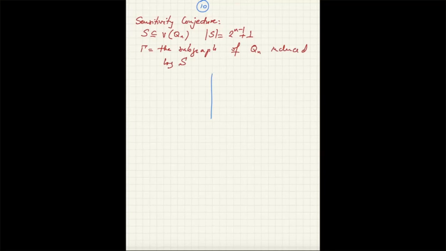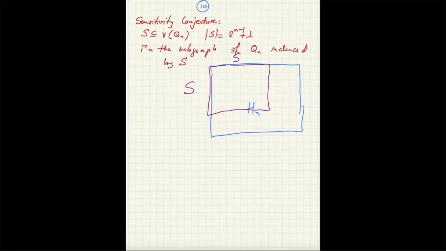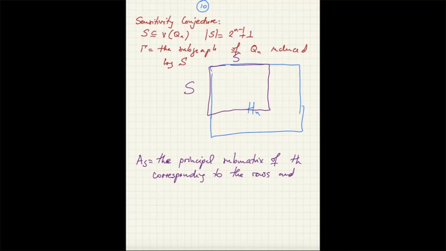So if we look at this matrix that we have, H_n, the rows and the columns correspond to the vertices of the graph, and some of them are going to correspond to the vertices in S. And in my picture, for example, I just put the first vertices here to correspond to the ones in S, but it doesn't have to be like that. Because if you take the rows, A_S is the principal submatrix of H_n corresponding to the vertices of S.